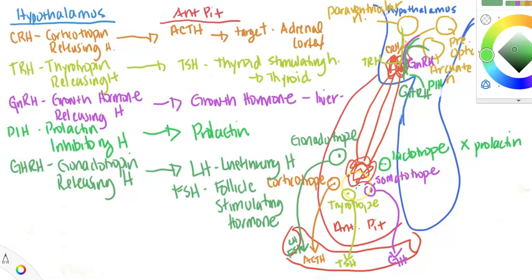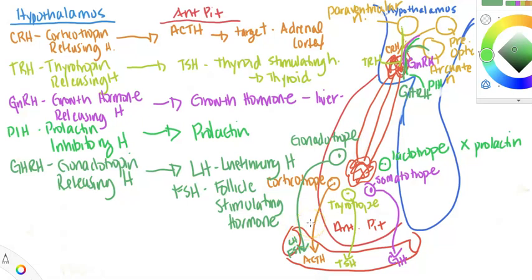Okay, so yes, this is a very busy drawing here. I get it. But there are basically 3 nuclei in the hypothalamus that make releasing hormones that go into that first capillary bed, go down to the second capillary bed, and stimulate these tropic cells, okay? And stimulates those cells to secrete their hormone into the blood.